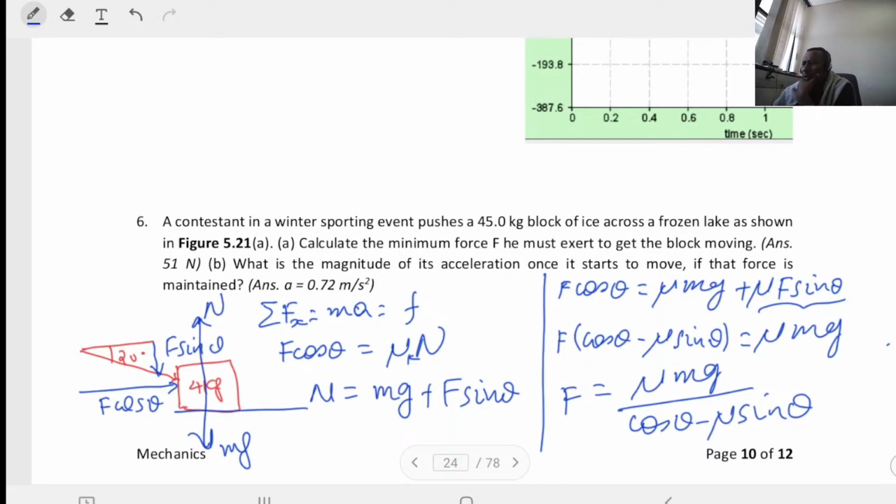What else did I forget to use? A contestant in a winter sport event pushes a kilogram block across and so on. How do I get 51 Newton?